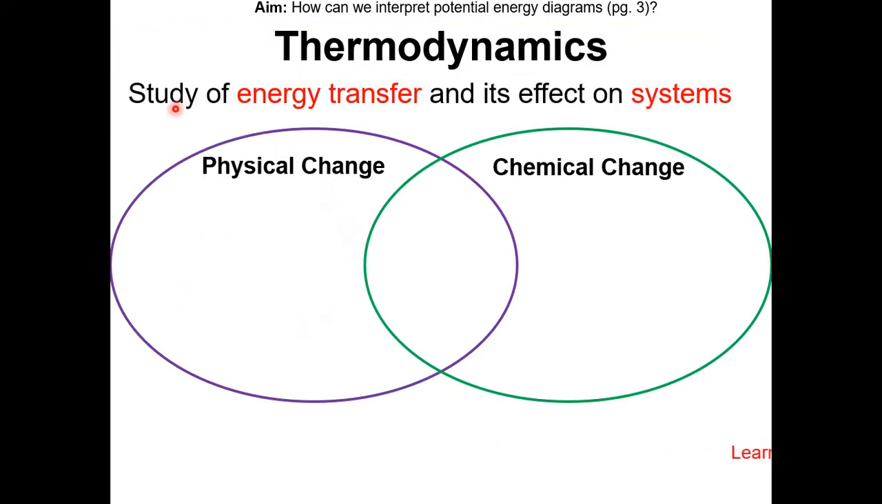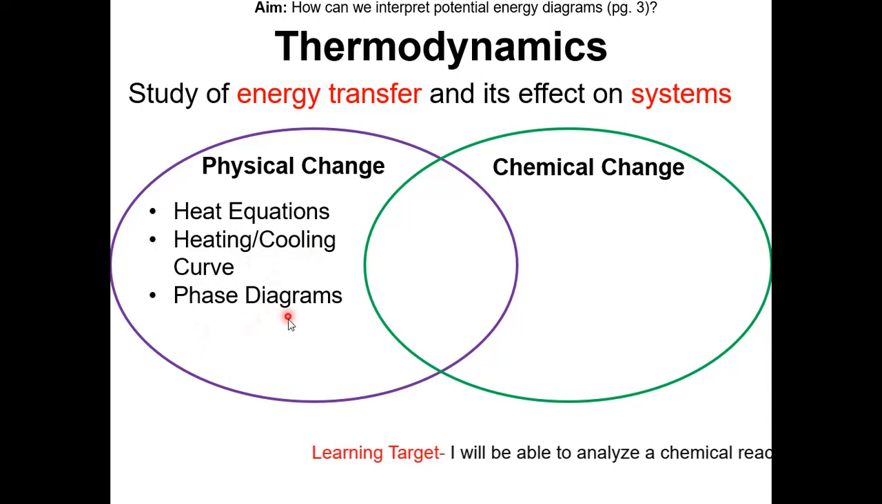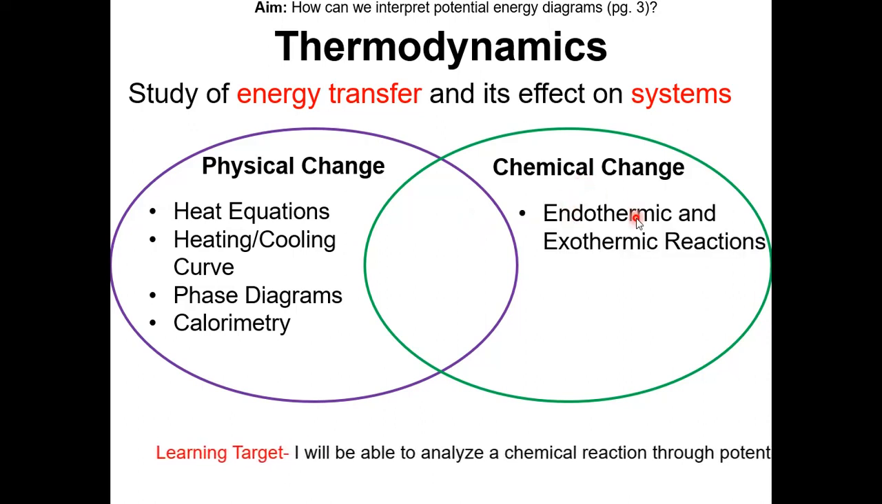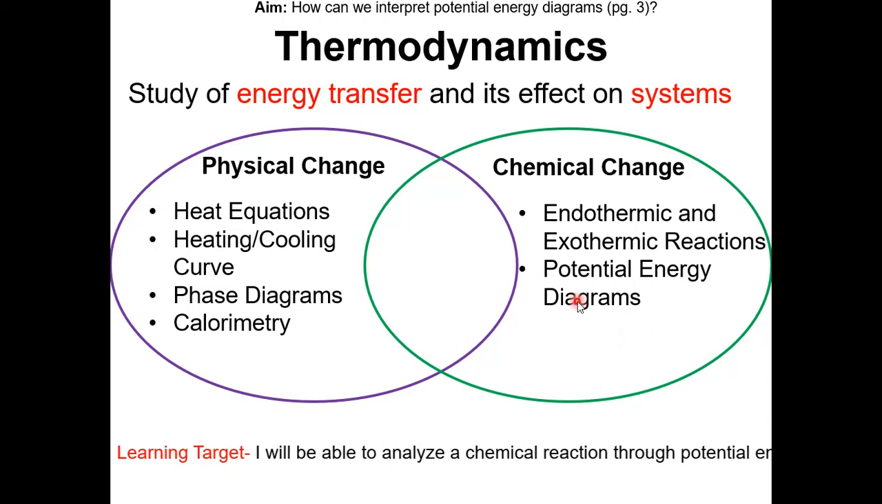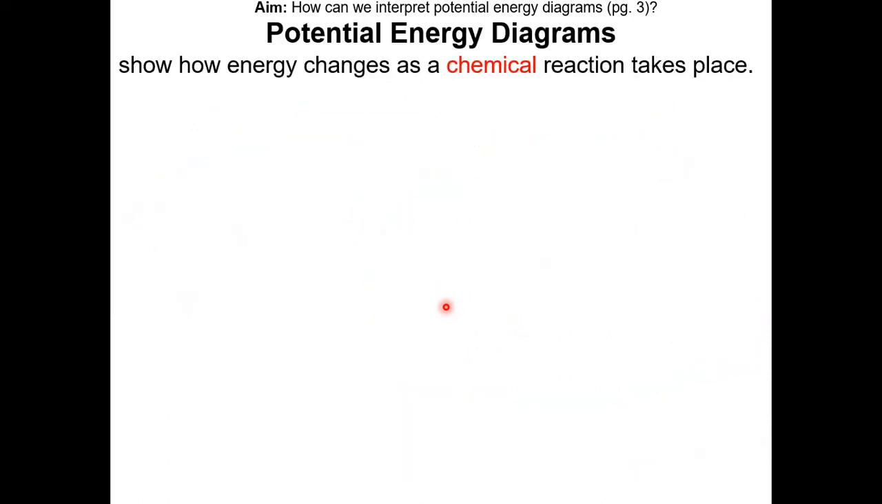Thermodynamics is defined as the study of energy transfer and its effect on a system. Last term, we discussed heat equations, heating and cooling curves, phase diagrams, and calorimetry, which are physical changes. In this PowerPoint, we'll focus on chemical changes, which are endothermic and exothermic reactions and potential energy diagrams. What they both have in common is enthalpy and entropy, which we'll discuss later on in this unit.